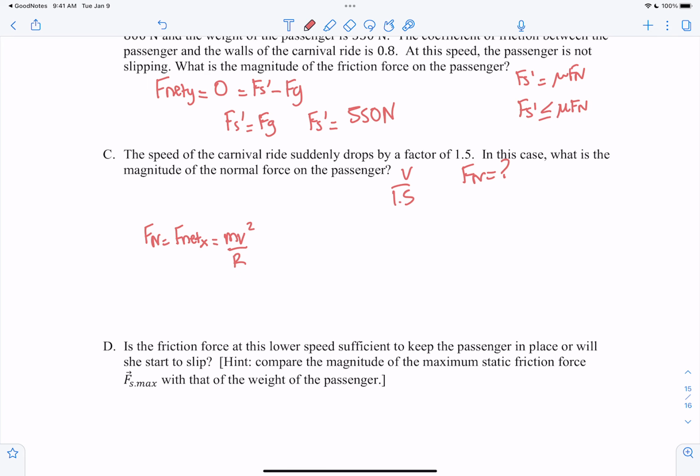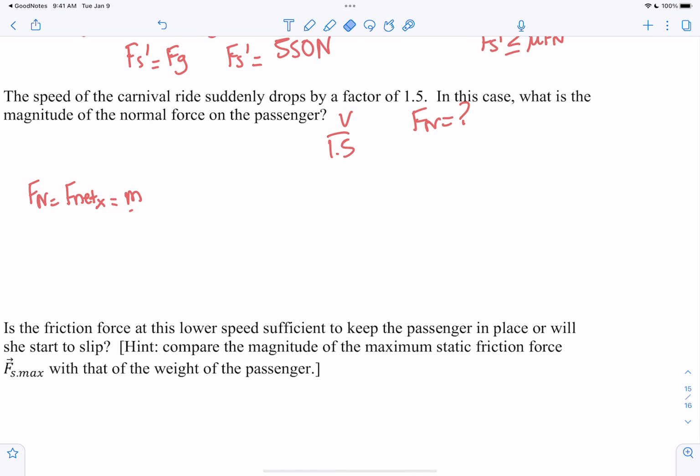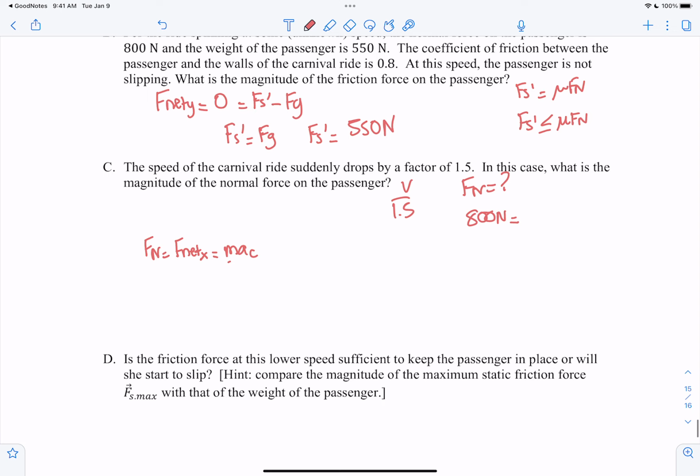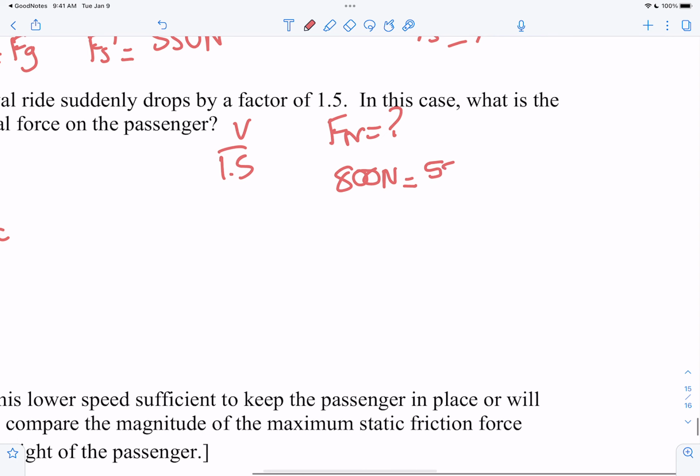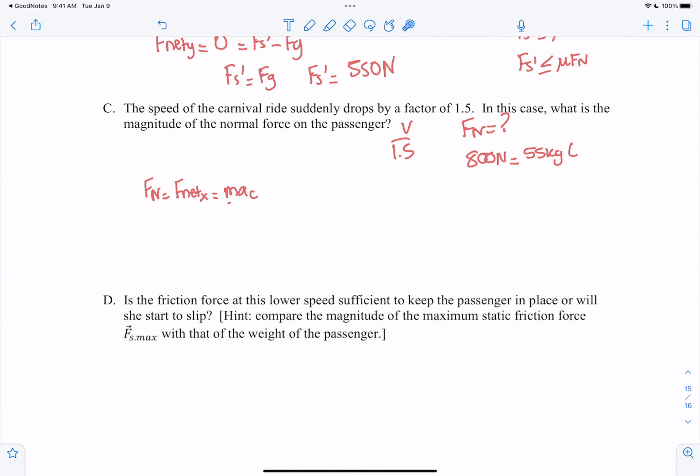So in this case, let me write this as, instead of mv squared over r, we'll write mac first. So I know that Fn is equal to 800 newtons initially, and that's equal to mass times the centripetal acceleration. I know that the weight here was 550 newtons, and that means 55 kilograms was the mass, because weight is mg, so if g is 10 meters per second squared, I can just do 550 divided by 10 to get my mass, which is m. So this should equal 55 kilograms, because this is mac.